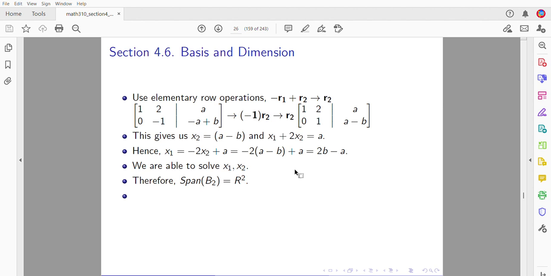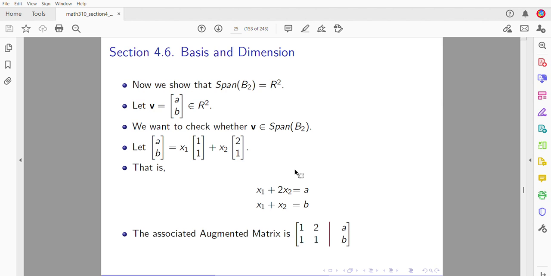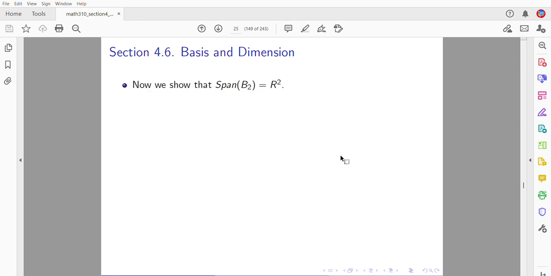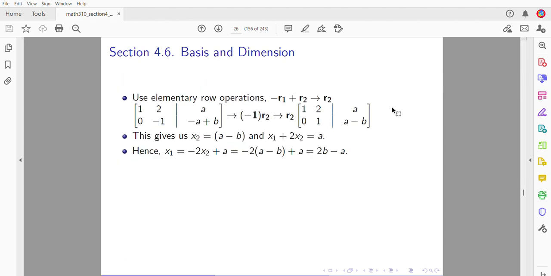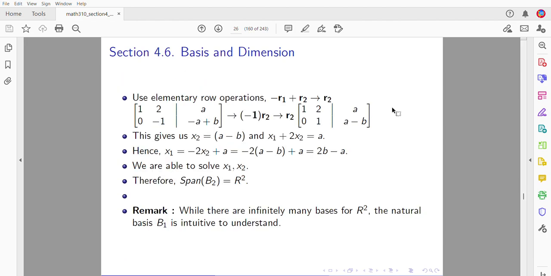So, let's go back. You see, that's a standard basis. This is a non-standard basis. But what's common between them? Two vectors, two vectors. That is, the cardinality of every basis has to be the same. Okay. So, there are infinitely many bases for R2. The natural basis B1 is intuitive to understand.